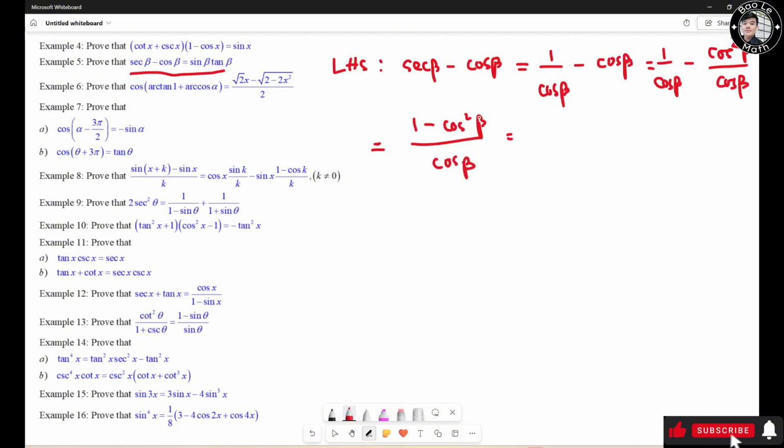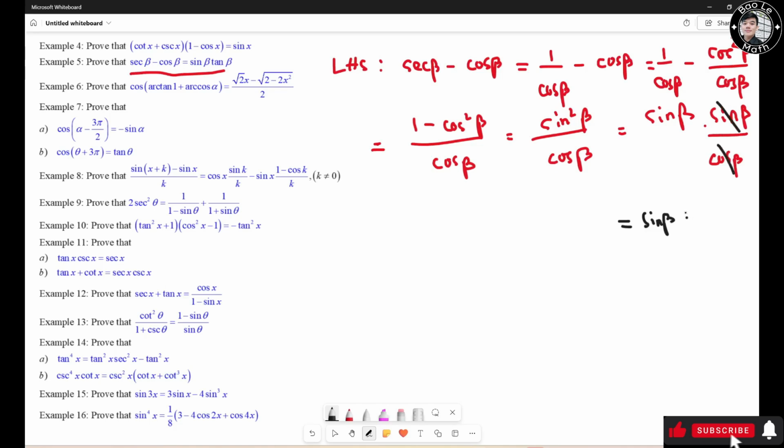Now, 1 minus cosine squared beta is going to be sine squared beta, right? Over cosine beta, right? Now, sine squared beta, I just rewrite as sine beta times sine beta, over cosine beta. Now, this one I just rewrite as sine beta over cosine beta, which equals tangent beta, right? So this one has been proved.